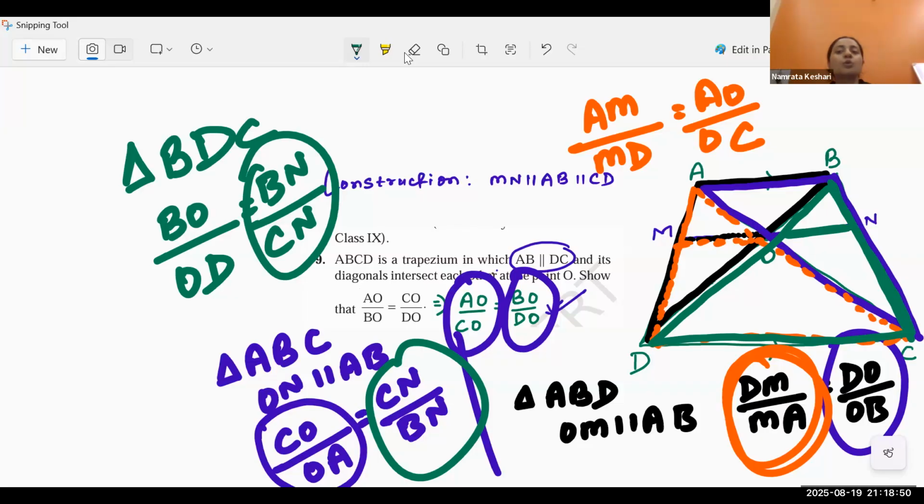Either the black and the orange, or the blue and the green, both will work; by taking any one of them you will land at the answer. Are you getting my point? Yes, ma'am. Yes, Abdullah, Amir, are you getting it? Yes.